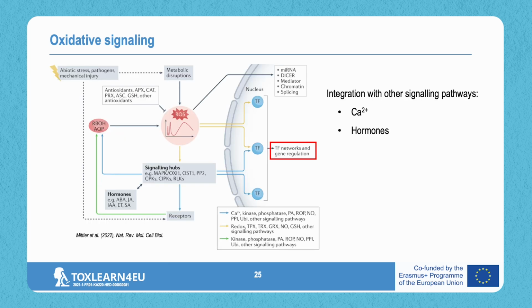Of course, what we often see is that the ROS signaling is not on its own. It is often integrated with other signaling molecules. For instance, everything related to calcium and also hormones. So you see, centrally you have the ROS with their specific signature and timing, but also they make a great interplay with the transcription networks and gene regulation in interplay with calcium, with kinases, with hormones, and so on.